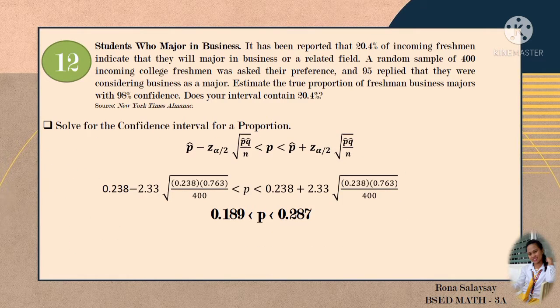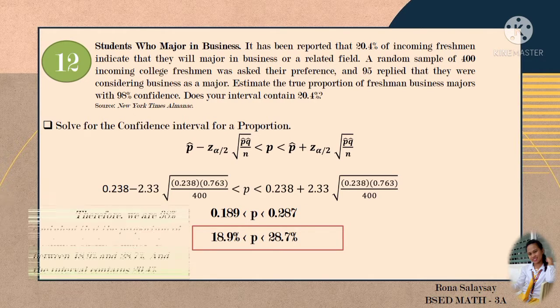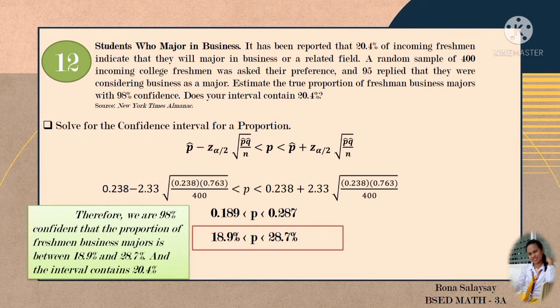So our specific confidence interval for proportion is greater than 0.189 and less than 0.287. Therefore, we are 98% confident that the proportion of freshman business majors is between 18.9% and 28.7%, and the interval contains 20.4%.